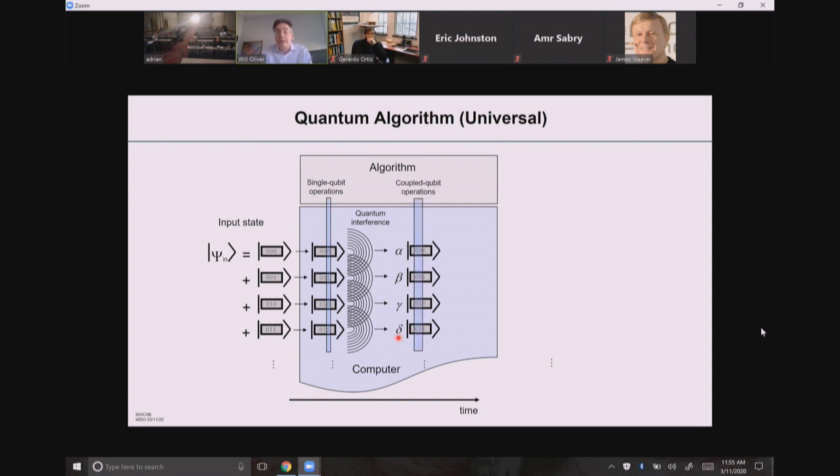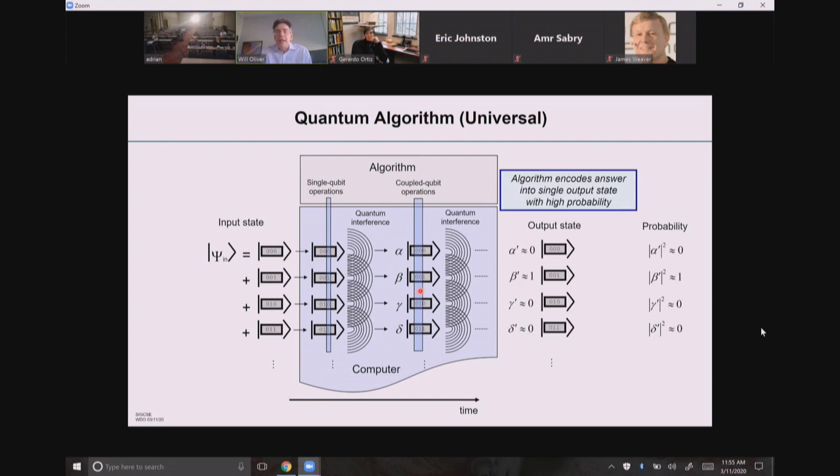We have 2 qubit gates like we just saw, where the state of 1 qubit does a rotation on the other qubit, followed by quantum interference, and this goes on and on according to the algorithmic prescription, with a goal that at the end of the day, almost all of the weighting sits in front of one of these aspects or states, which is the answer to the question that we posed or that the algorithm's trying to solve.